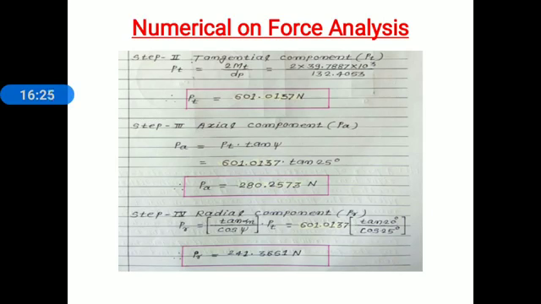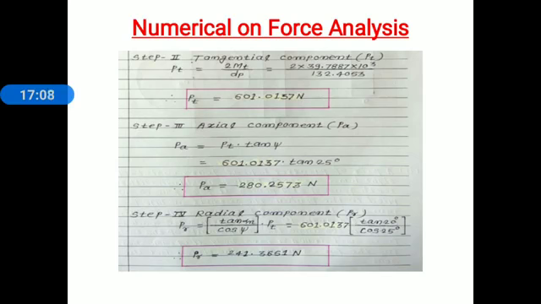Step number 4, radial component PR. Radial component is given by PR is equal to PT into, inside the bracket, tan alpha suffix n divided by cos psi. Now substitute the values. PT is 601.0137, inside the bracket tan alpha suffix n, alpha being the normal pressure angle, tan 20 divided by cos psi, psi is the helix angle, cos 25 degree. Simplify and we get a radial component of 241.3651 Newton. These are the three components of resultant tooth force: tangential PT, axial PA and radial PR.